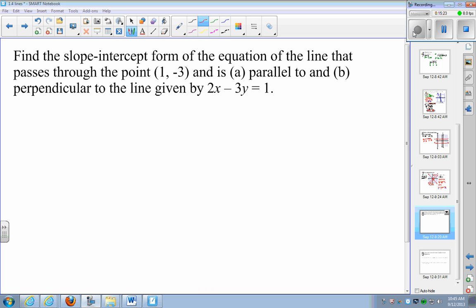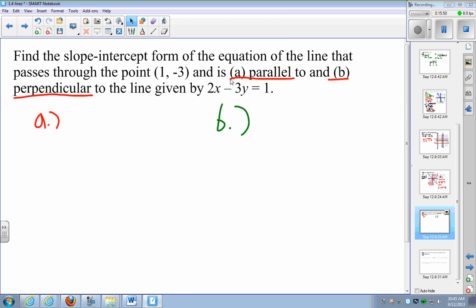Okay, let's look at a question that involves parallel and perpendicular lines. So here we have: find the slope-intercept form of the equation of the line that passes through the point (1, negative 3), and A, the first part of the question, is parallel to, and B is perpendicular to. So let's go ahead and break this into two parts, A and B. So we need to find a line that's parallel to 2x minus 3y equals 1.